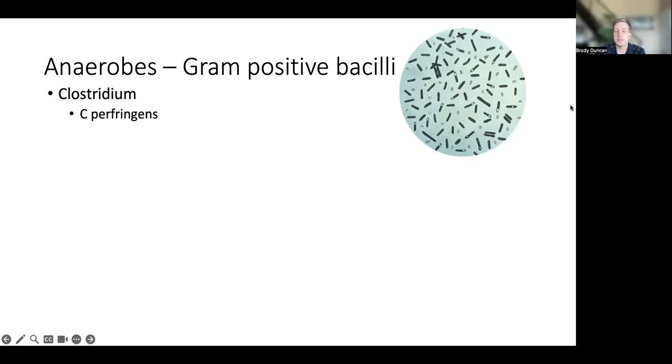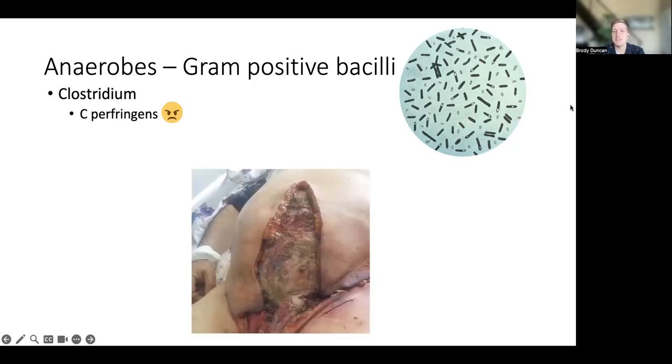Moving on to some gram-positive bacilli. Clostridium is the number one gram-positive anaerobe that you need to know. They tend to have spore-forming bacilli, and you can see that in the picture of a gram stain here. Clostridium perfringens is one of the most common and most aggressive. Again, not your friend. This one can cause very severe soft tissue infections if it gets where it's not supposed to. You can also see them in GI infections along with Bacteroides, so it's really quite a virulent organism.